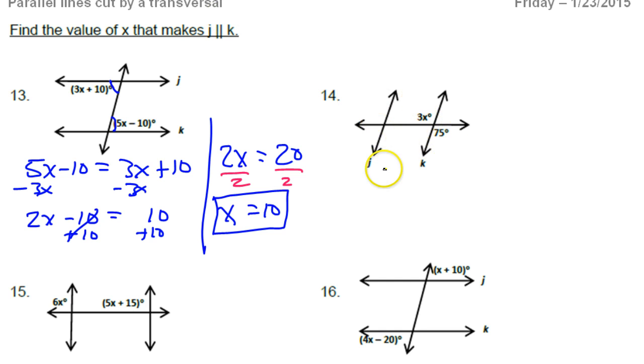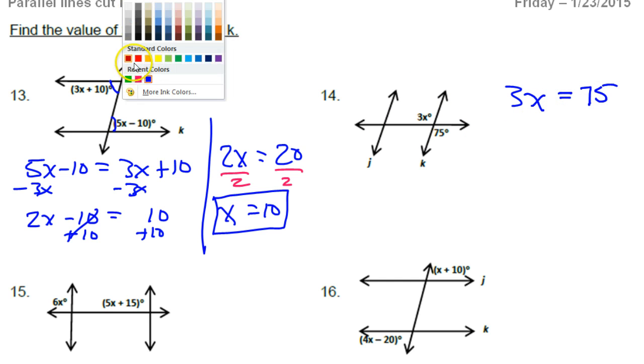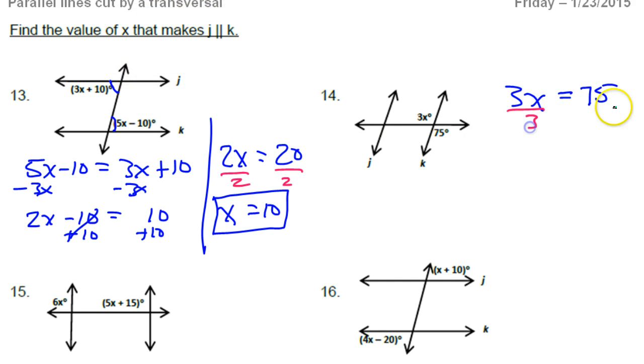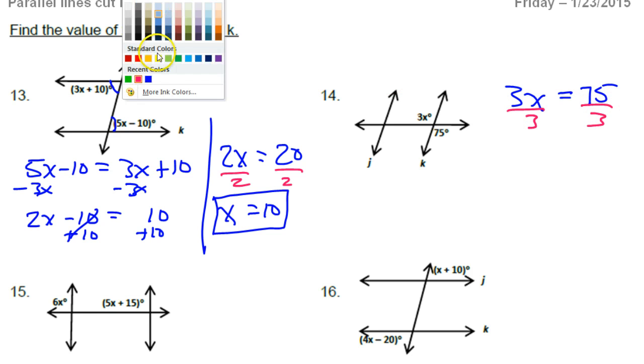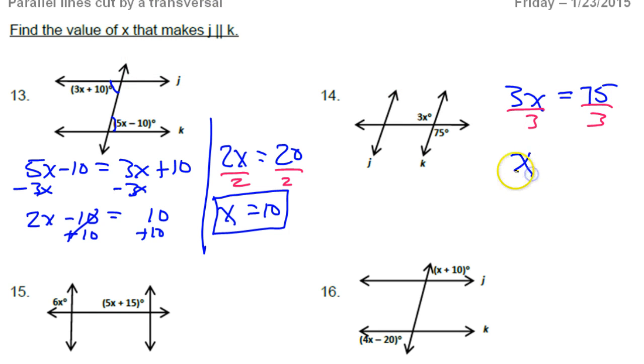Well, it really doesn't matter if these are parallel or not. In fact, this question doesn't really apply as far as these being parallel, but vertical angles are equal, so we can still find x, but finding this has nothing to do with these lines being parallel. Anyway, 3x has to equal 75. We'll divide both sides by 3, and that will give us x equals 25.